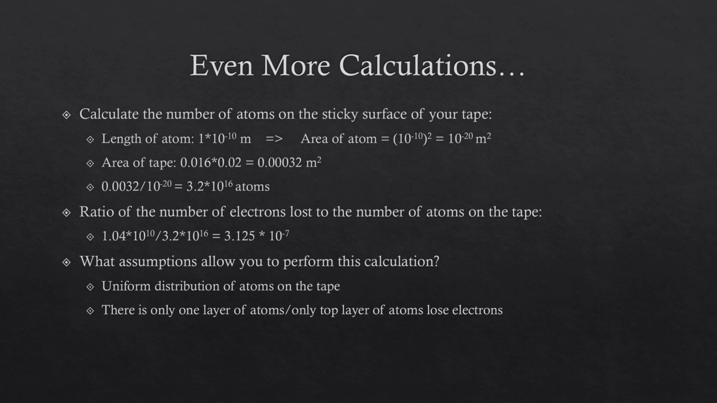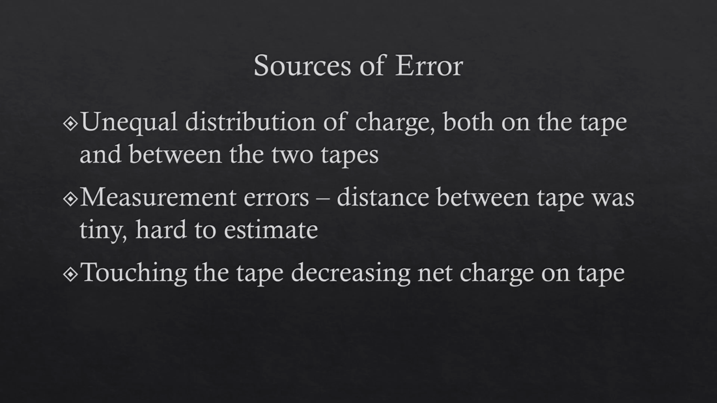To figure out the number of atoms on tape B, we make two assumptions again. The first is that there's a uniform distribution of atoms on the tape, and the second is that there's only one layer of atoms on the tape, or that only the top layer of atoms lose electrons. And this is because the calculations were made in 2 dimensions, not 3 dimensions.